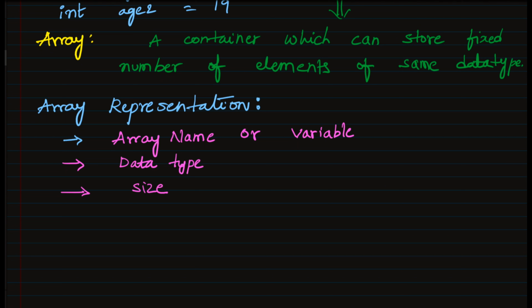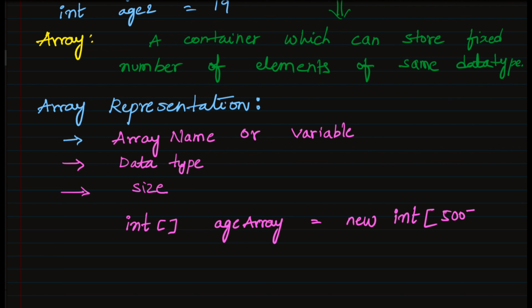So if we want to declare an array to store 500 values, we will write the syntax in Java as int[] ageArray equal to new int[500]. So here int is the data type. As we are storing multiple values, we will represent it using square brackets, and ageArray is again the variable name, and here 500 is the size.